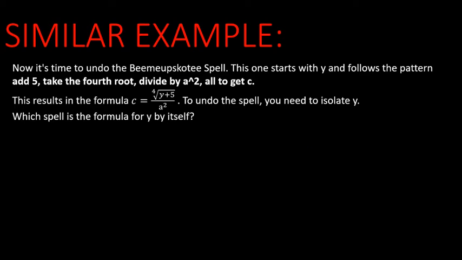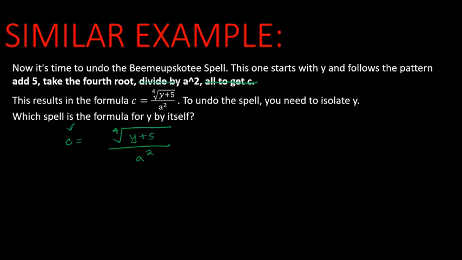Now, again, this is one I just made up. I adjusted the spell accordingly because I wanted you to take note of the way that I can undo the spell by approaching things in the opposite order. So let me show you what I mean. My spell is c equals the fourth root of y plus 5, over a squared. So I'm going to look at my spell in the reverse order. They said all to get c, so I've got my c equals.